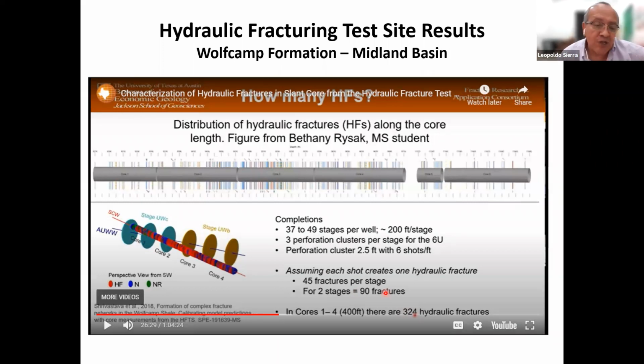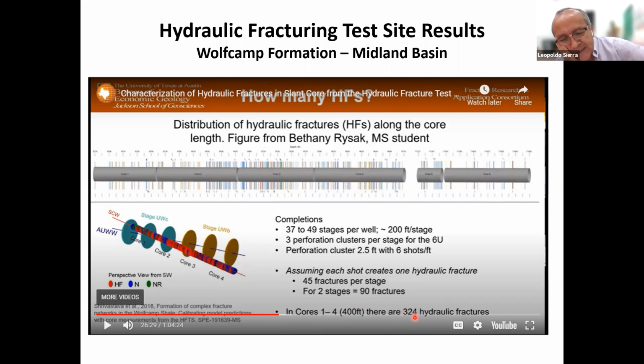So when you try to recover a core sample like this one, we only need to be able to see at least 90 fractures. But in reality, what the lab observed after analyzing the core sample in detail is almost 324 hydraulic fractures in the 400 feet. So it means that downhole, there are really a lot more fractures being generated when you are trying to stimulate the formation.